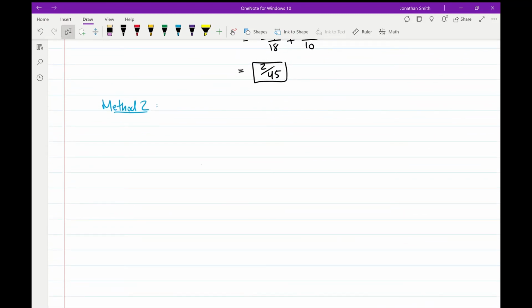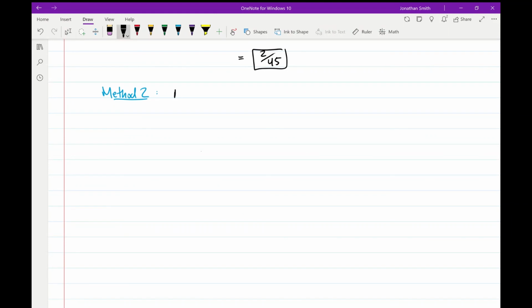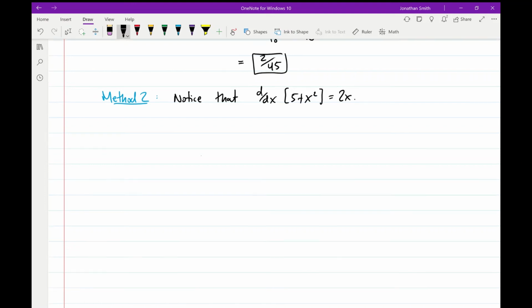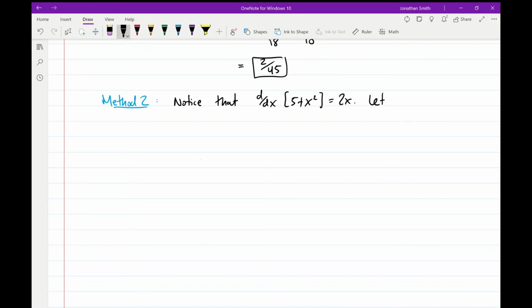Okay, so let's use the second method as well. Again, we start off by noticing that the derivative of 5 plus x squared is equal to 2x. So this is exactly how we started the first method. And so we're going to let u equal 5 plus x squared again, so that du dx is equal to 2x, which implies that du is equal to 2x dx, which implies that 1/2 du is equal to x dx.